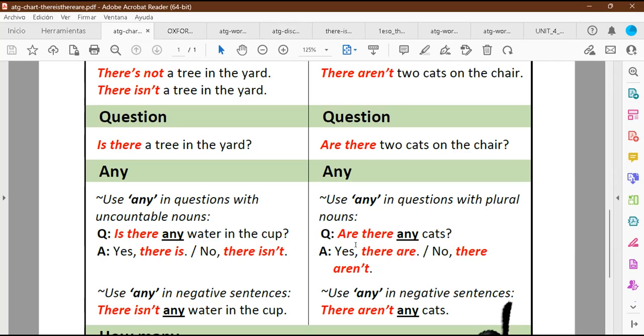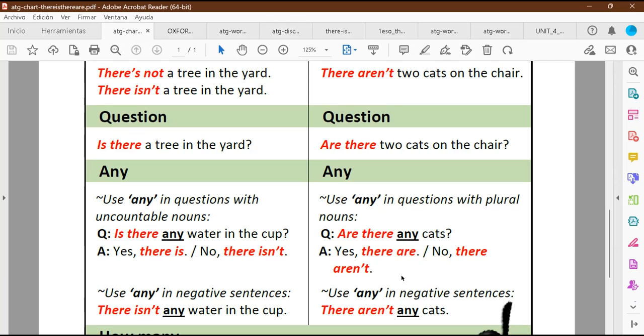But remember that people don't always use the full answer. Usualmente a veces va a decir un sí o un no, ¿verdad? No necesariamente siempre les van a decir, yes, there is, yes, there are. No, there aren't. No, there isn't. A veces solo van a quedar con un sí o con un no. But the point is that you're going to hear, right?